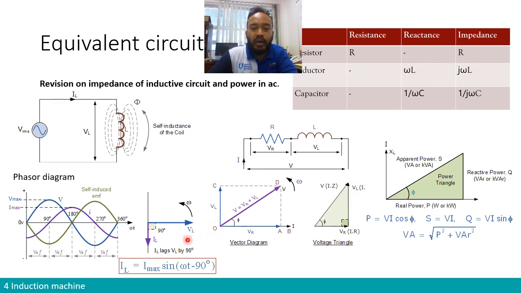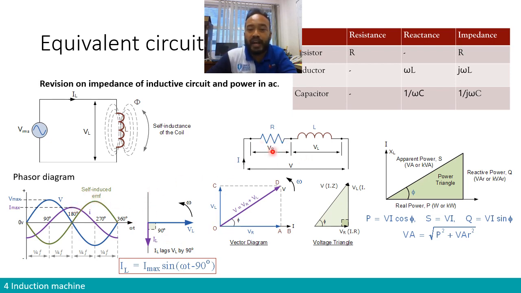So if we draw a phasor diagram, how much delay, how much phase shift do we have? Basically, the current is always lagging 90 degrees behind the voltage. So we can see the peak of the current is 90 degrees behind the peak of the voltage. And if you want to write the equation of the current, the current iL equals I max sine omega t minus 90 degrees. So 90 degrees is basically the phase shift behind the voltage.